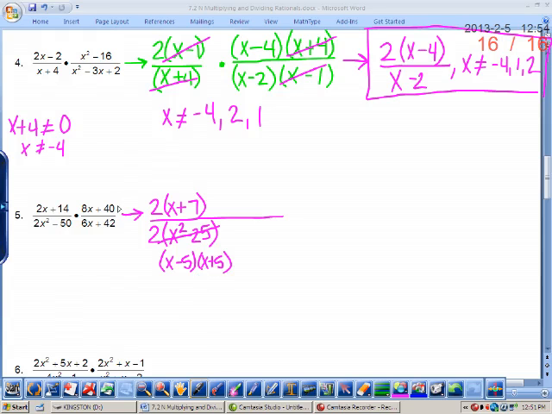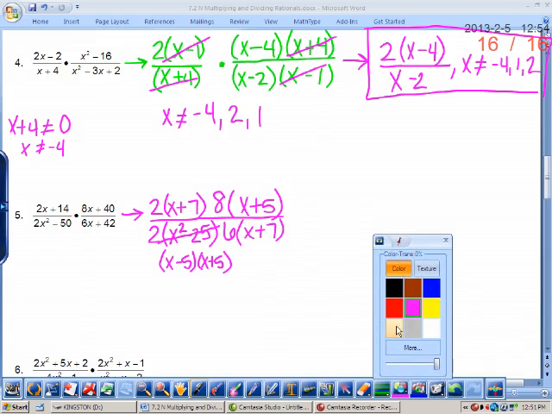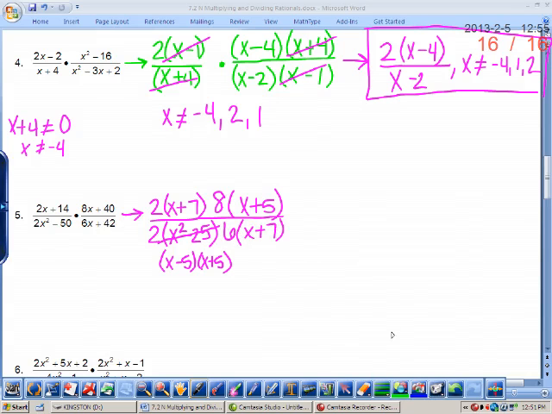All right. What about 8x plus 40? Pull out an 8. What do I have left? x plus 5. Over, let's see, 6x plus 42. 6 times x plus 7. Would you simplify the 2 over the 2? We will, yeah. So first, let's go ahead and identify x values that make this expression undefined. What do you think? Negative 7, that is 1. Negative 5 and 5. Good.